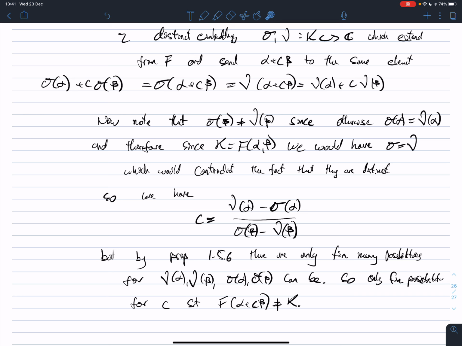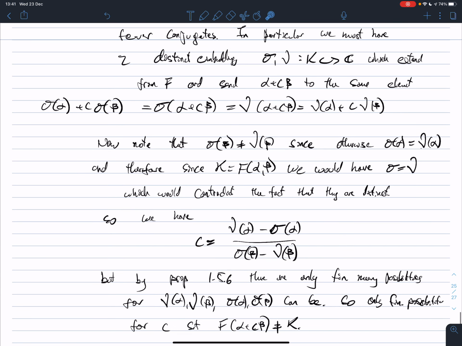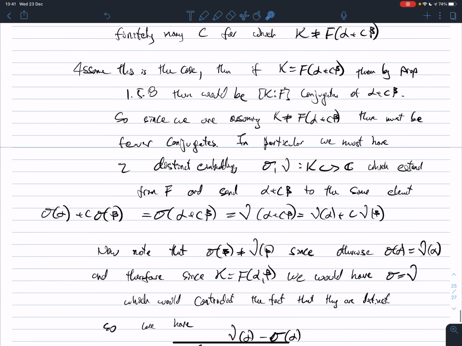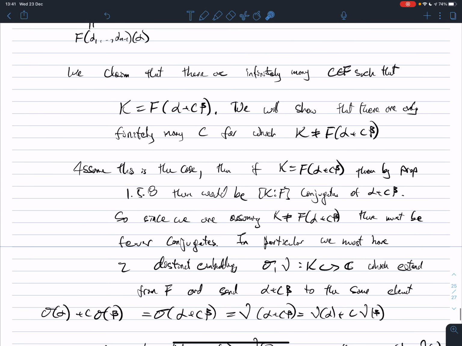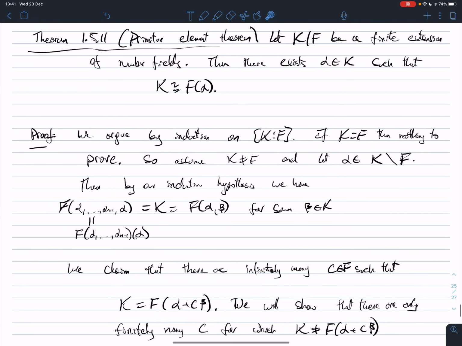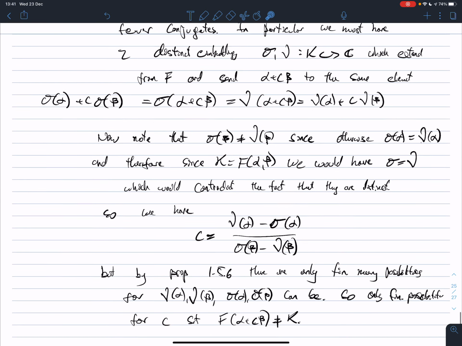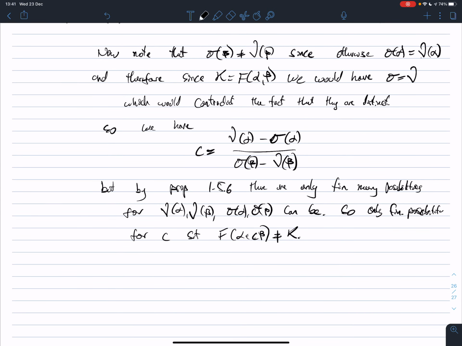So if I pick any c which isn't in there, you can actually do this explicitly and figure out how to find a c that works. But it doesn't matter. We just wanted to check that one worked, and so I claim that there were infinitely many c such that this would work, and this is the case. I can always find a c such that k equals f of alpha plus c beta, but this is now just one element. So my field again has the form of being f adjoined one single thing. And that's the end of the proof.